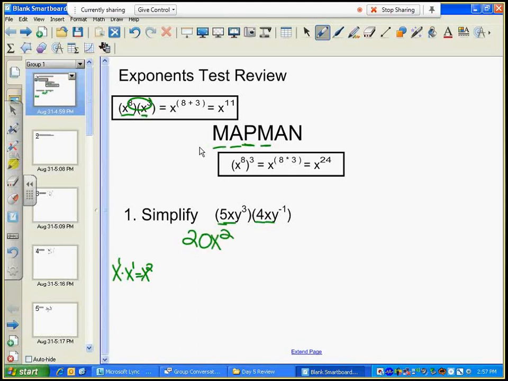Now I've got a y factor, it's the y base, so y cubed, and I have another one, y to the negative 1. So I know that y cubed times y to the negative 1, I'm multiplying, so I'm going to add the exponents, and I end up with y squared. Okay, and I'm done. My number's out in front, it's alphabetized, it looks good. No negative exponents, fantastic.